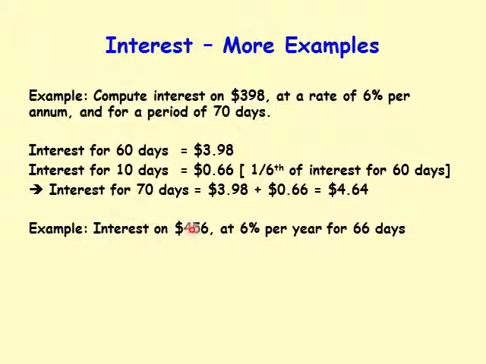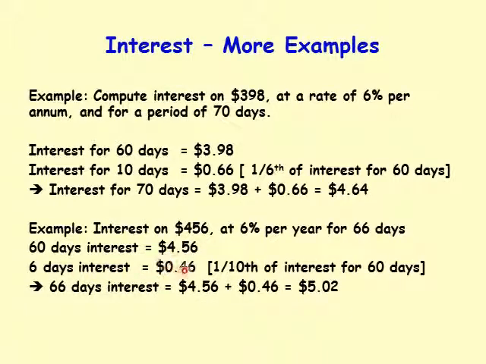Interest on $456. Another example at 6%. Now we have 66 days. So we still keep the 6% here. For 60 days it's $4.56. For 6 days it's 46 cents, because I'm taking a tenth of this number here. 66 days interest is that number, $4.56, plus 46 cents, which is $5.02. Okay, let's continue here and make some observations from the previous discussions and examples.